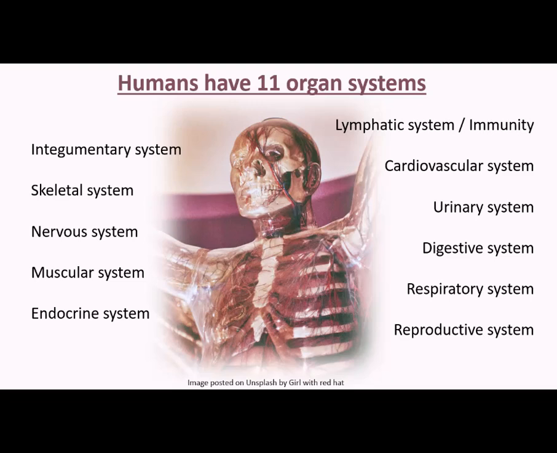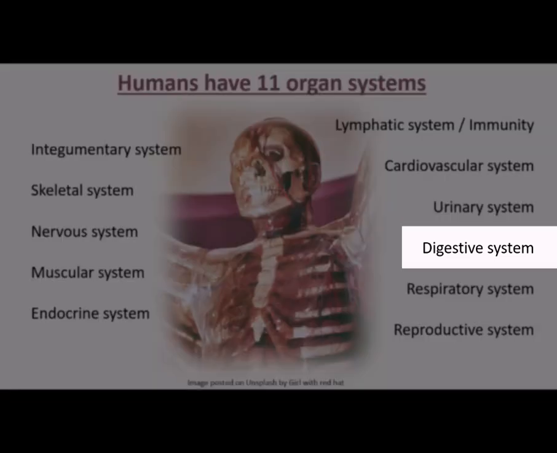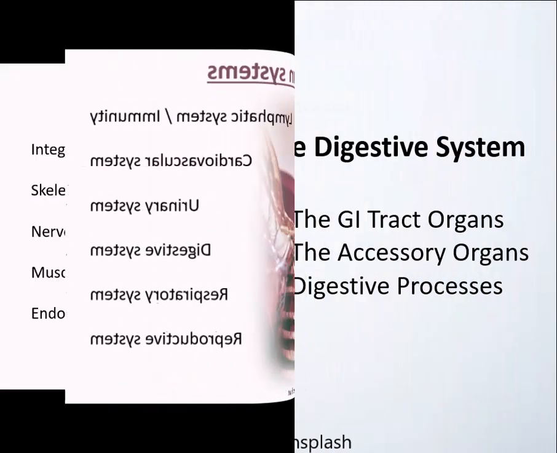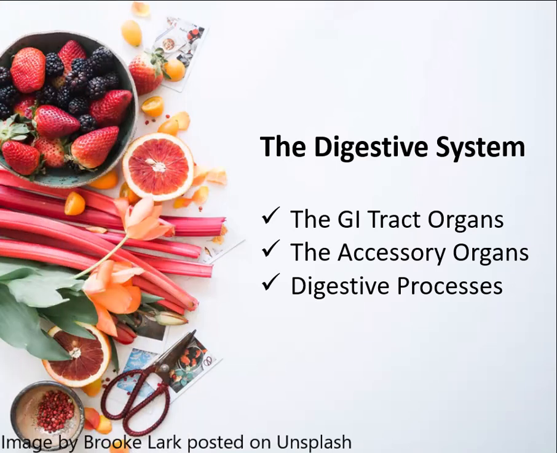As you probably already know, humans have 11 organ systems. Although the systems all work together to carry out life processes, each system does have a specific role to play. For the digestive system, the major role is to get nutrients into the body for the cells to use.